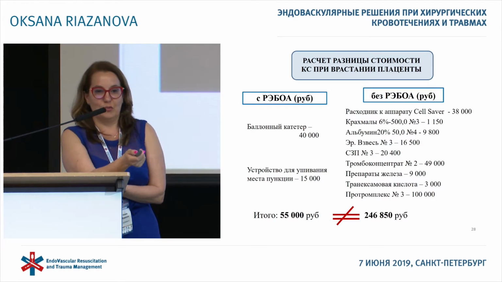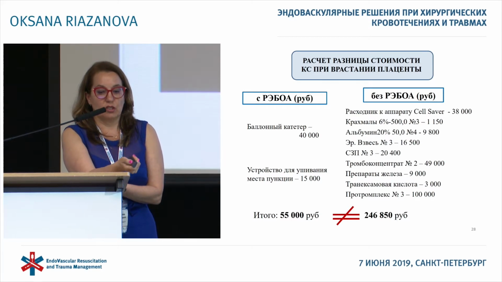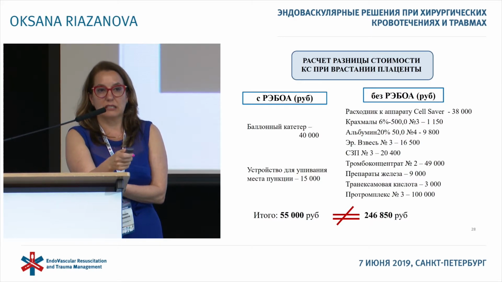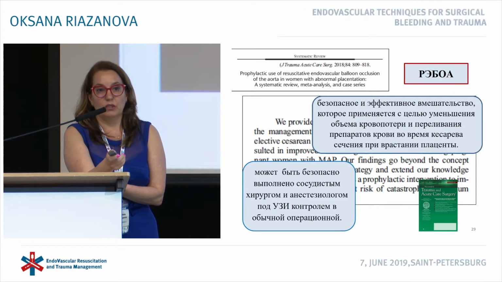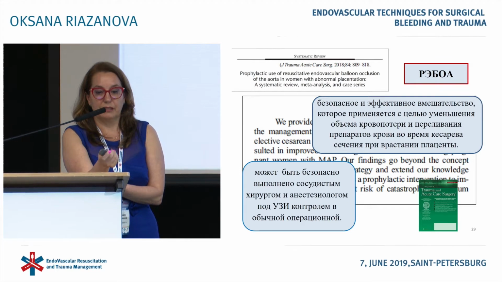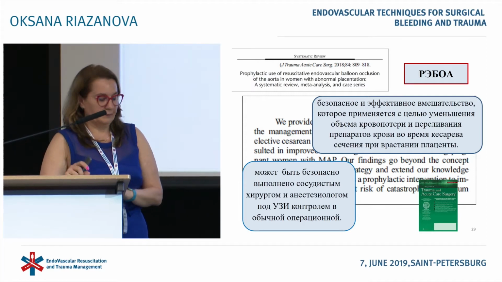I show you this slide to illustrate the difference in price, with RIBOA and without RIBOA. You can see that with RIBOA, for patients who have a cesarean section and ingrowth of placenta, it costs 55,000 rubles, and the non-RIBOA procedure is 200,000 rubles more expensive. That's why RIBOA is a very promising method during child delivery with ingrowth of placenta. Thank you. We have time for questions.